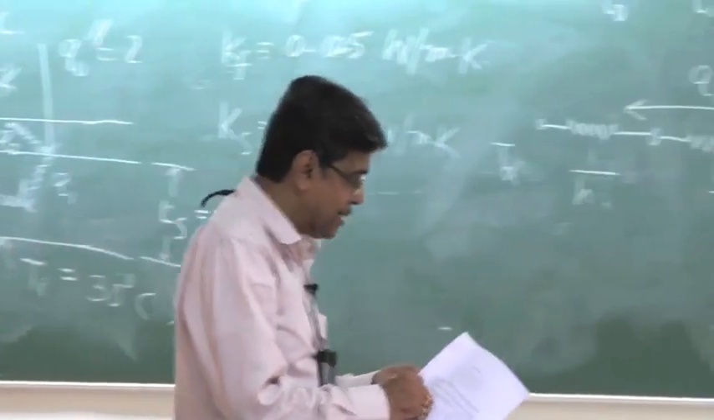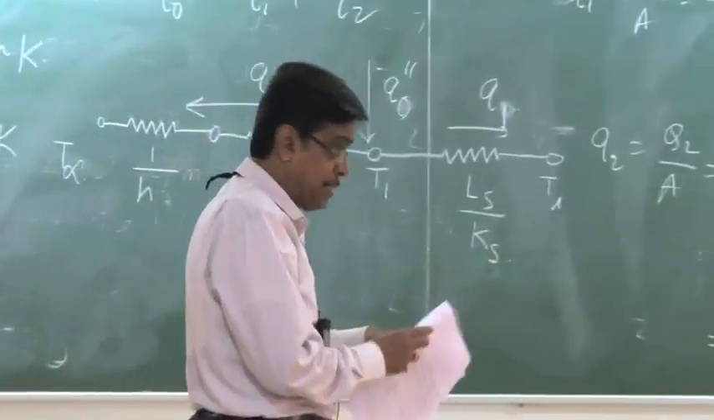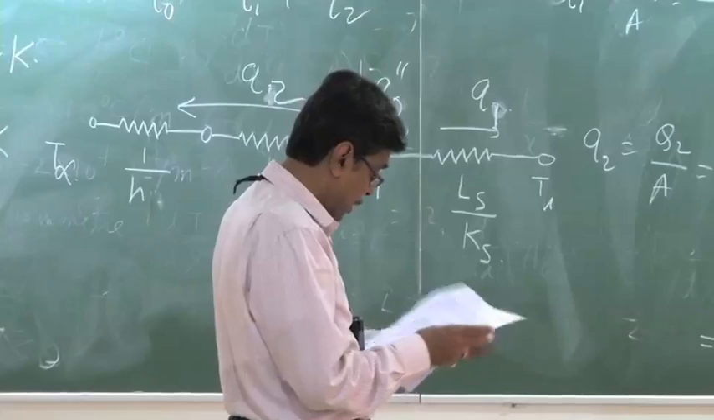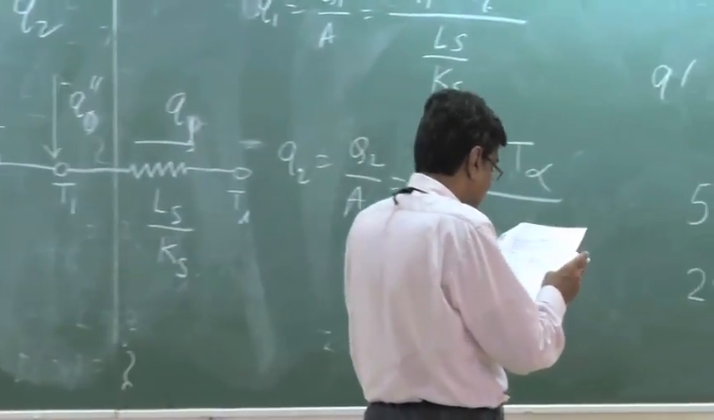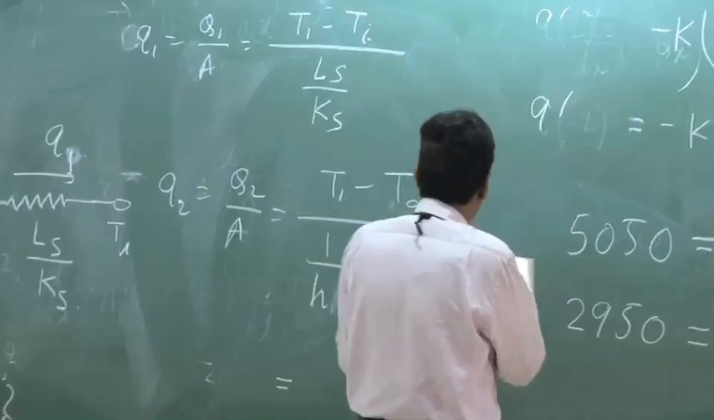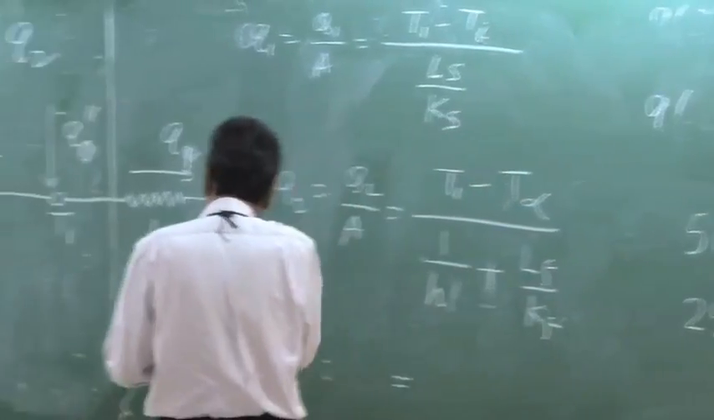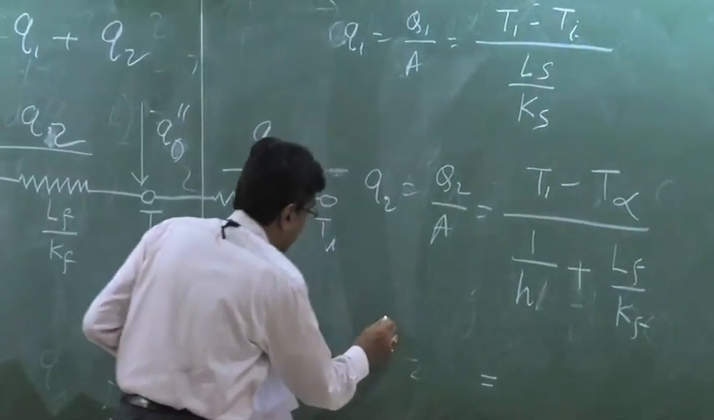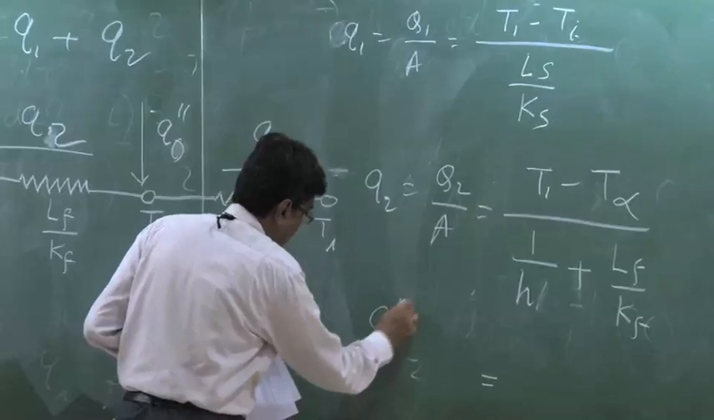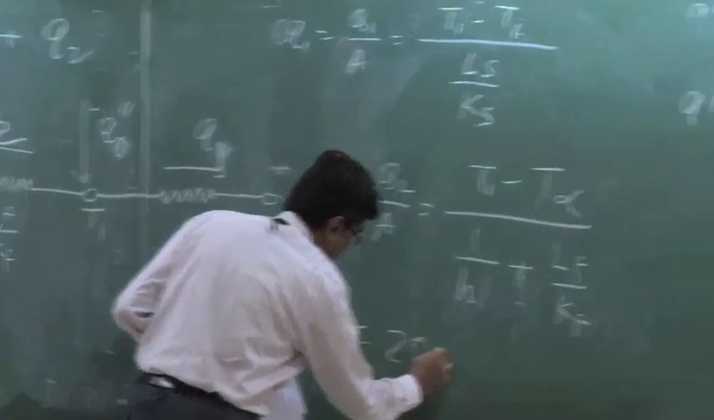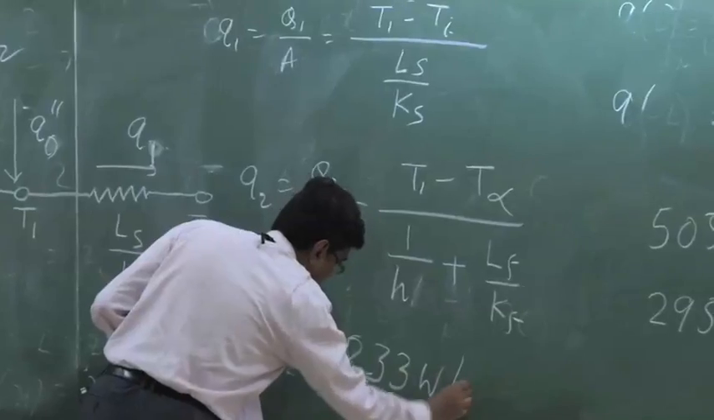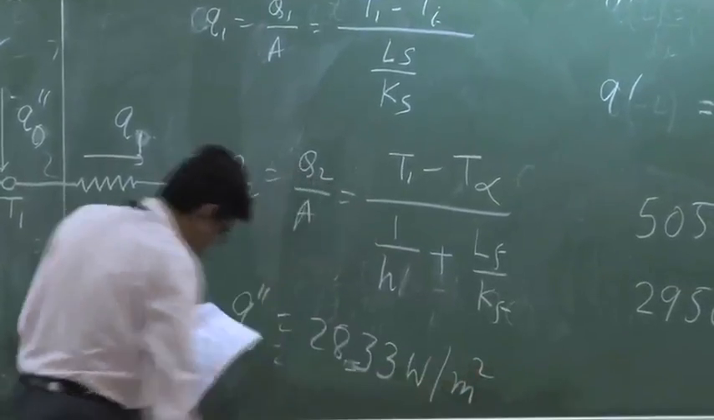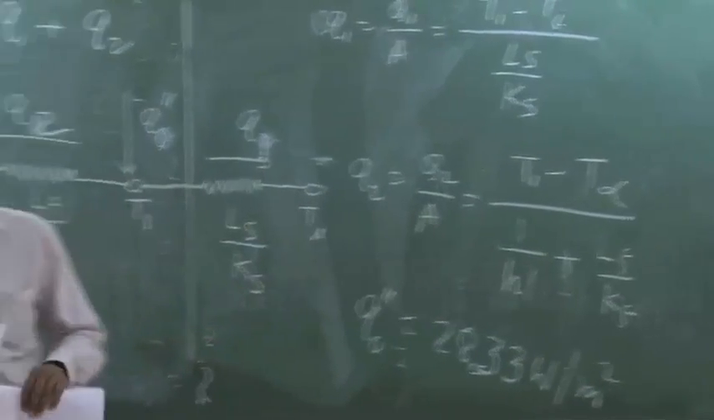Now, what is the answer? If you do it, you will see that the answer is Q0 double dash is 2833 watt per meter square.